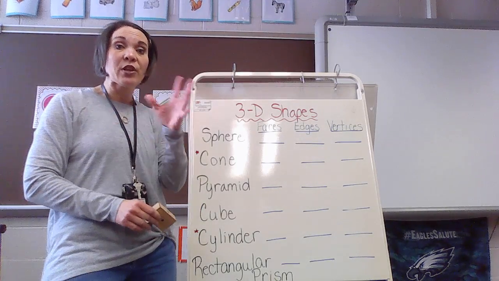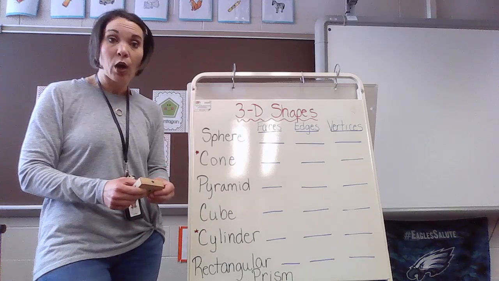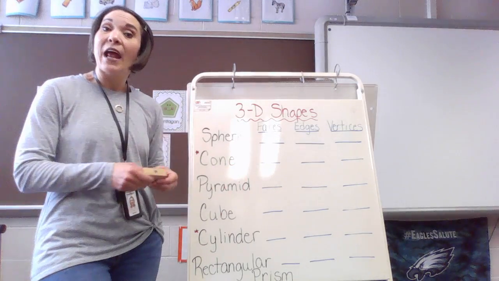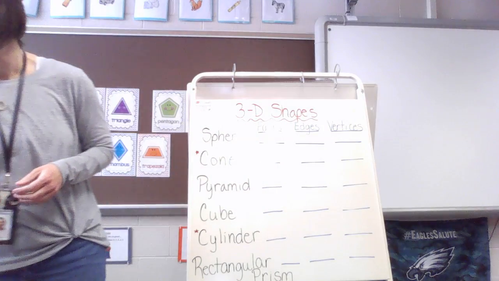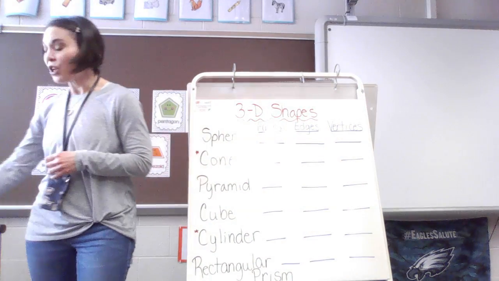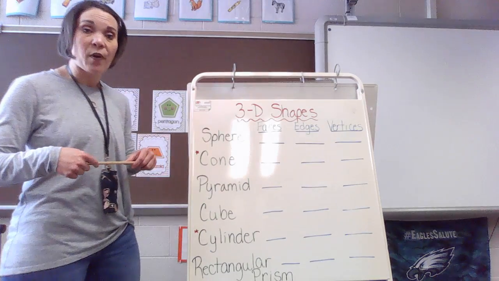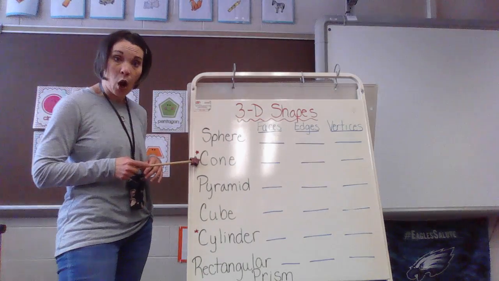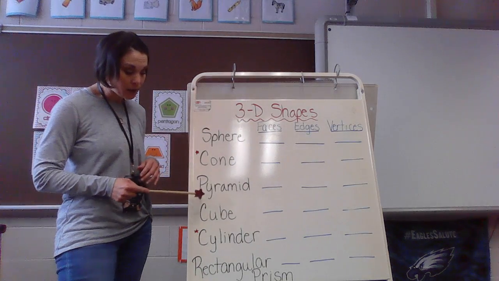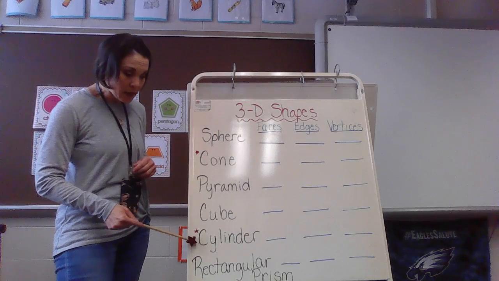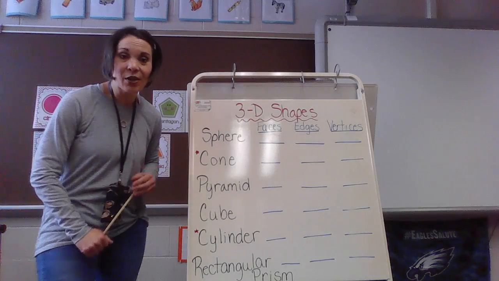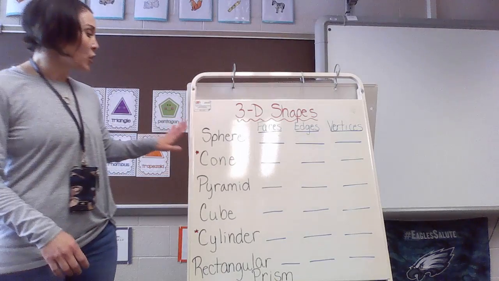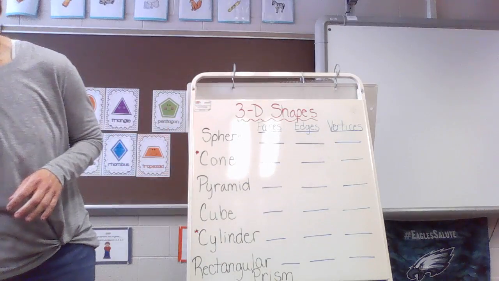Now, not every 3D shape is going to have every single component. It might not have any components, but we're going to have to look at each 3D shape and see for ourselves. So let's talk about the 3D shapes that we're going to be focusing on today: sphere, cone, pyramid, cube, cylinder, and rectangular prism. So let's go ahead and get started. We're going to start with the sphere first.